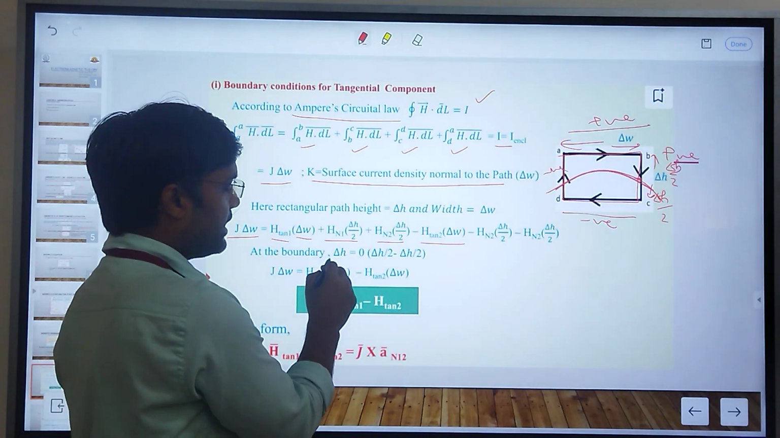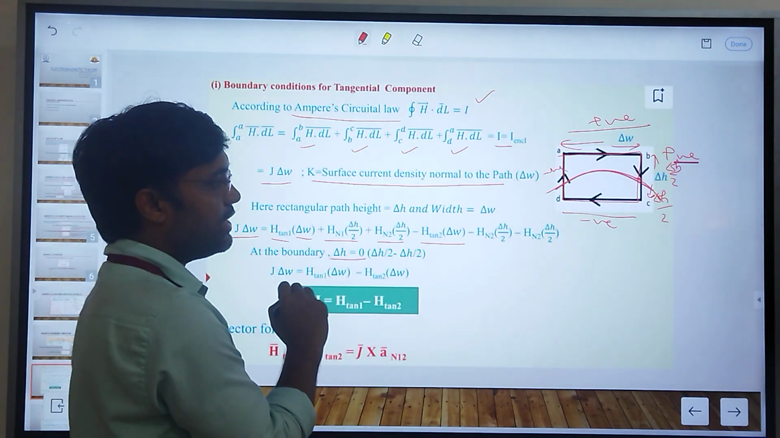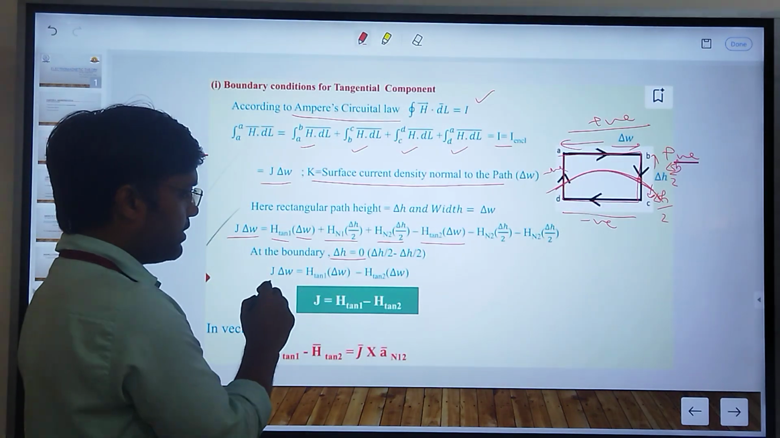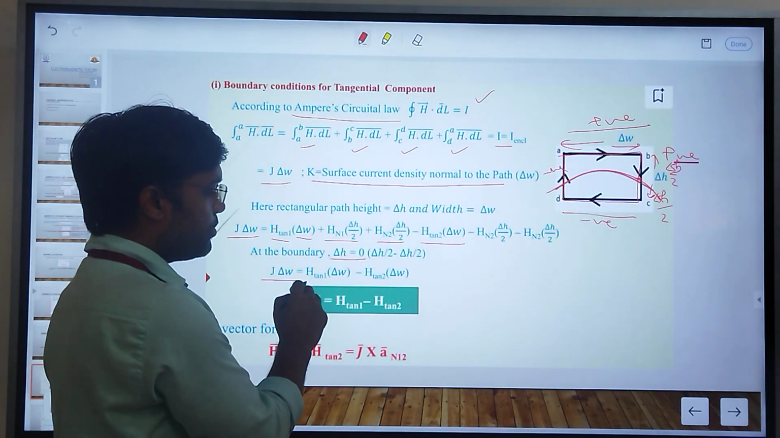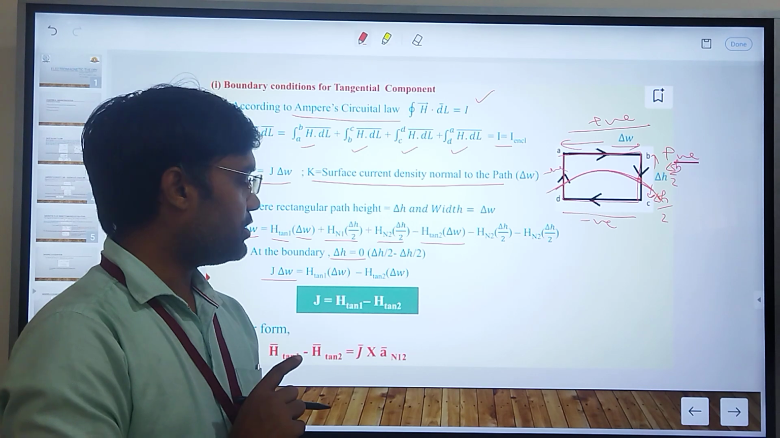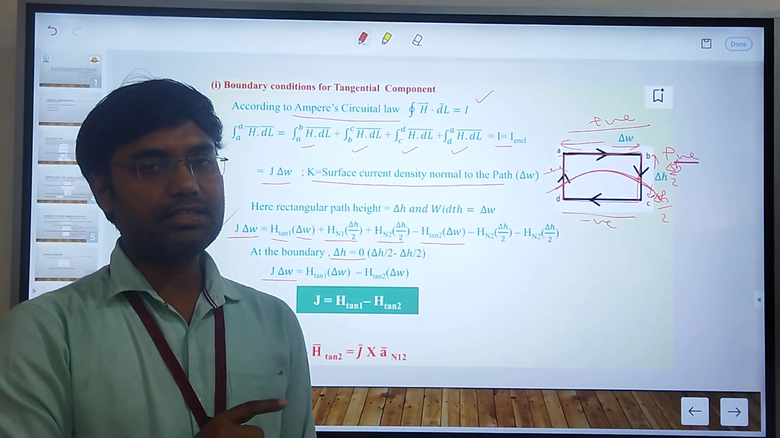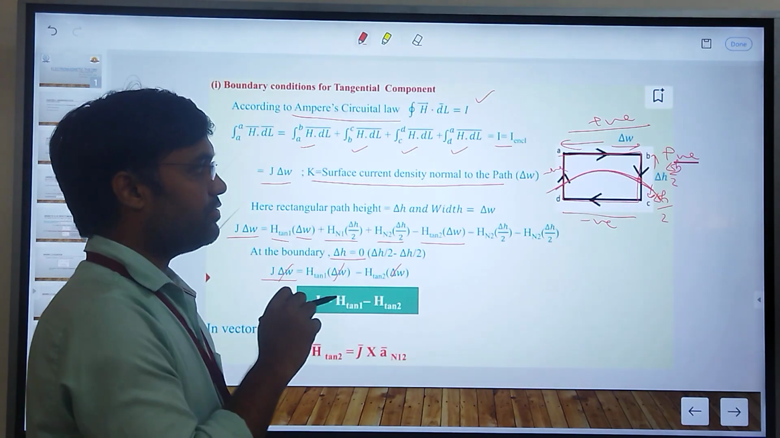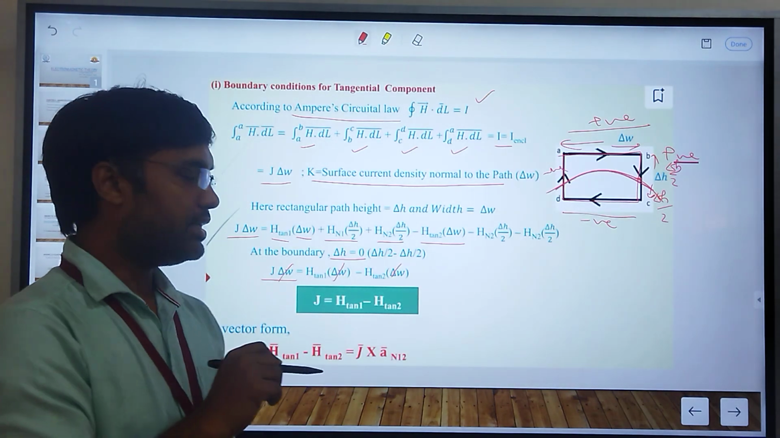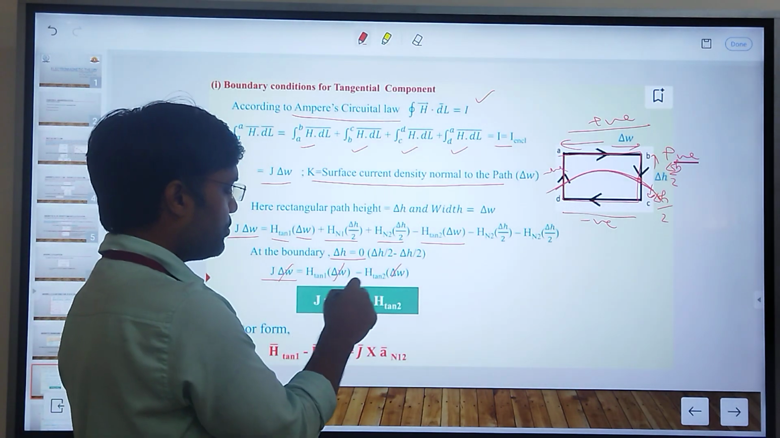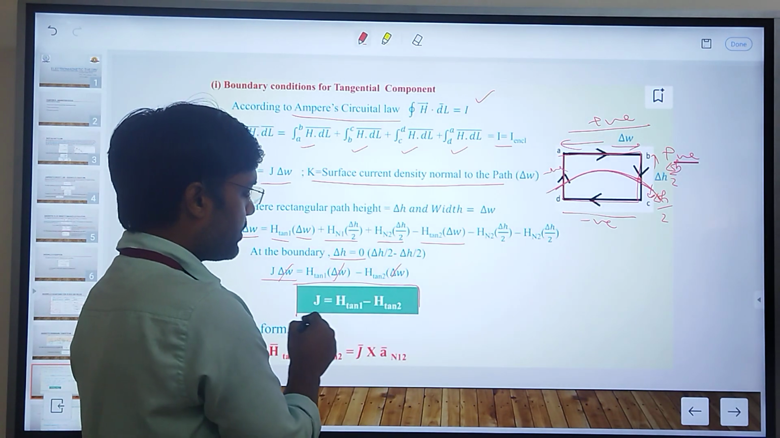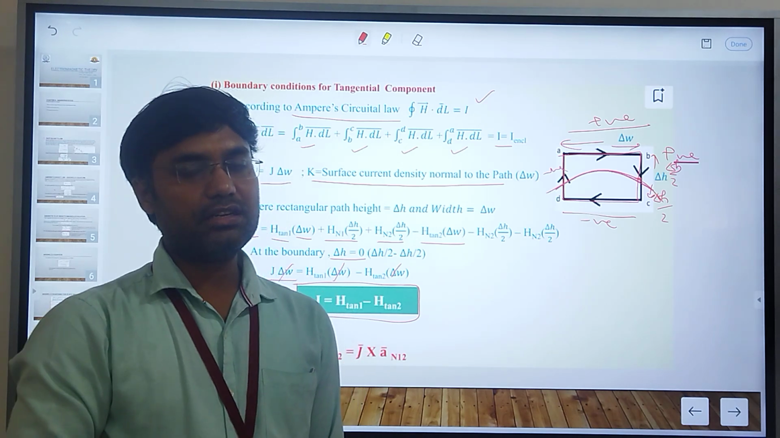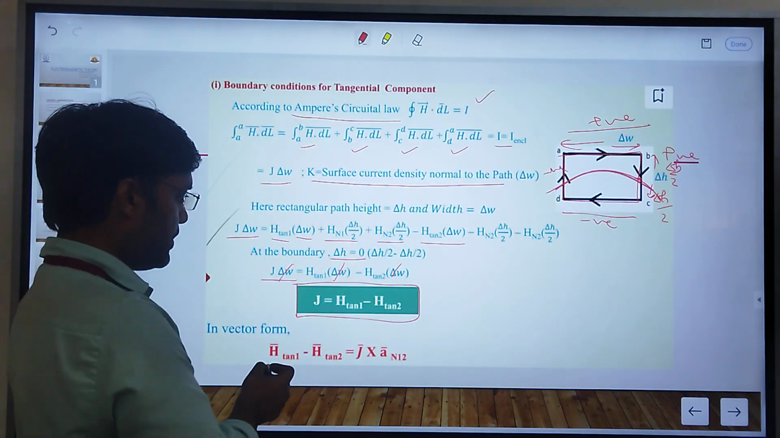And delta H tends to 0, which means it is a very small height crossing the boundary. So we can get J dot delta W equal to the tangential component of H1 in the first medium minus the tangential component of H2 in the second medium, times delta W. Delta W is the small width, and it cancels out on both sides. So we can get the current density equal to the tangential component of the first medium minus the tangential component of the second medium. So this is the subtraction.